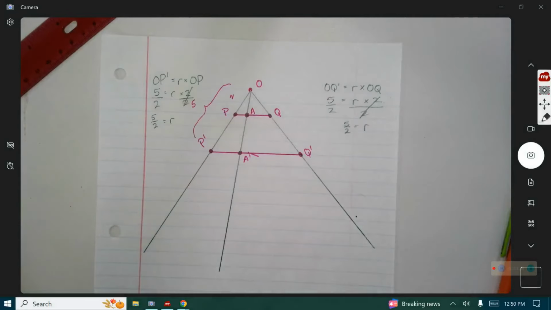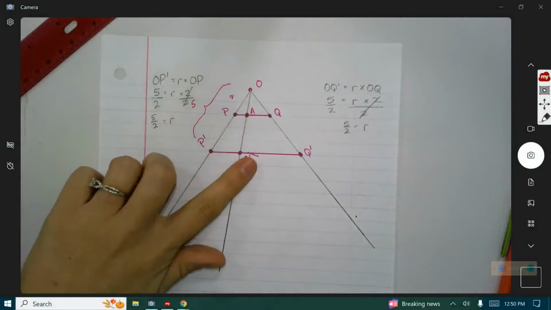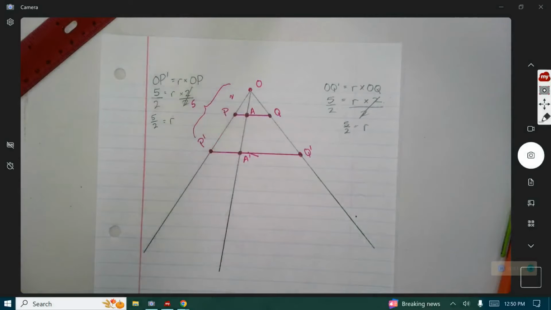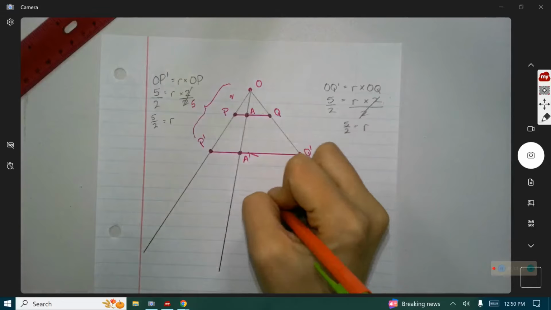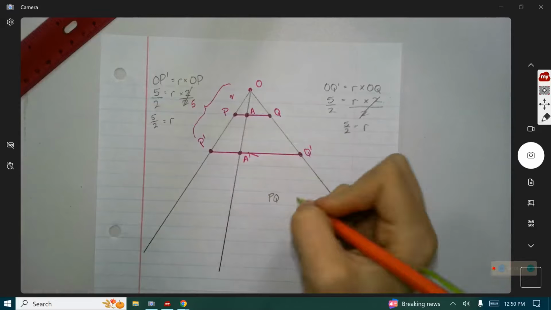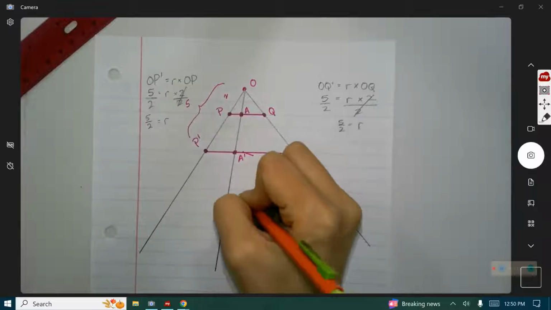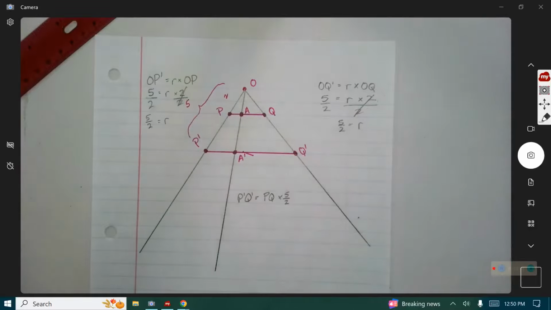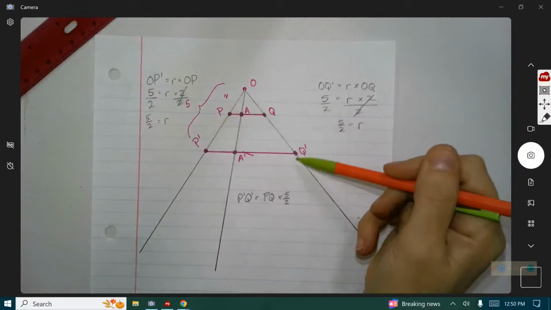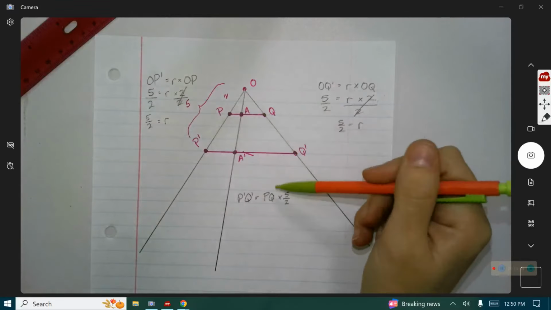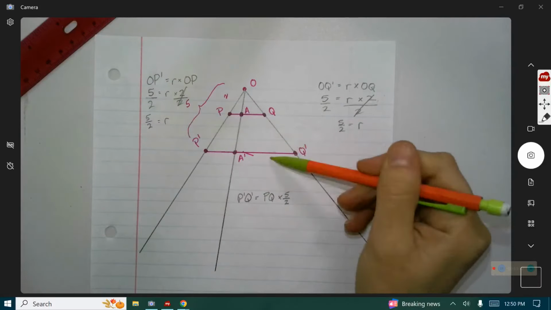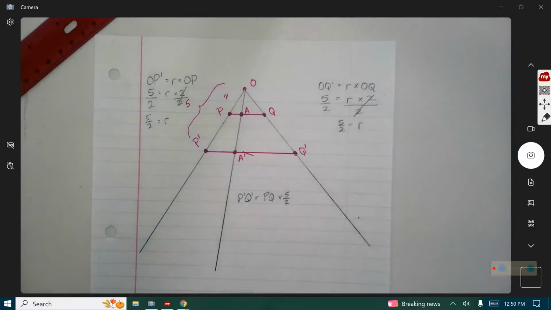Do you think there is a relationship between the length of PQ and P prime, Q prime? Well, there is, because if we multiply the length of PQ by the scale factor, it will give us the length of P prime, Q prime. So some key features: the segment grows at the same rate as the scale factor, and the segments will be parallel to each other under a dilation.